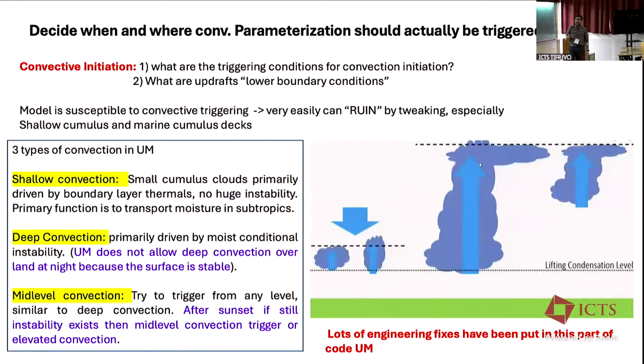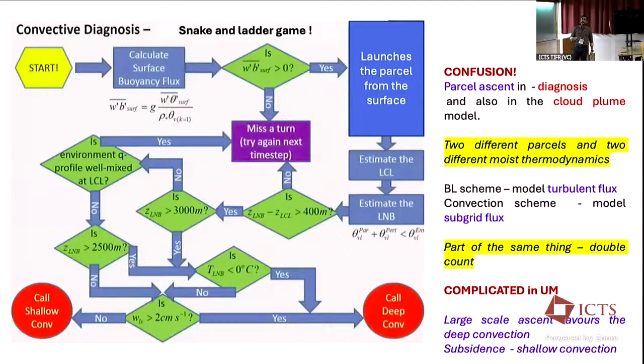This is how I have given it very roughly, but a lot of engineering fixes have been done. This is part of the UM code. Finally, this is the convective diagnosis that the boundary layer does. It looks like a snake and ladder game. Don't get confused, it is very simple.